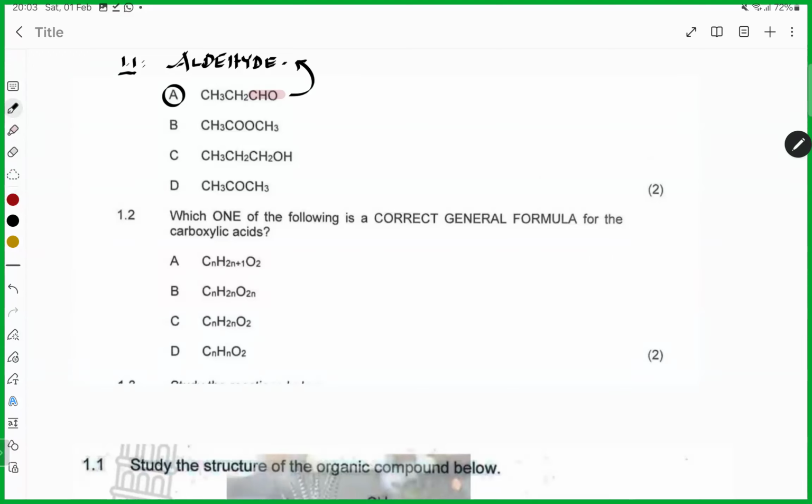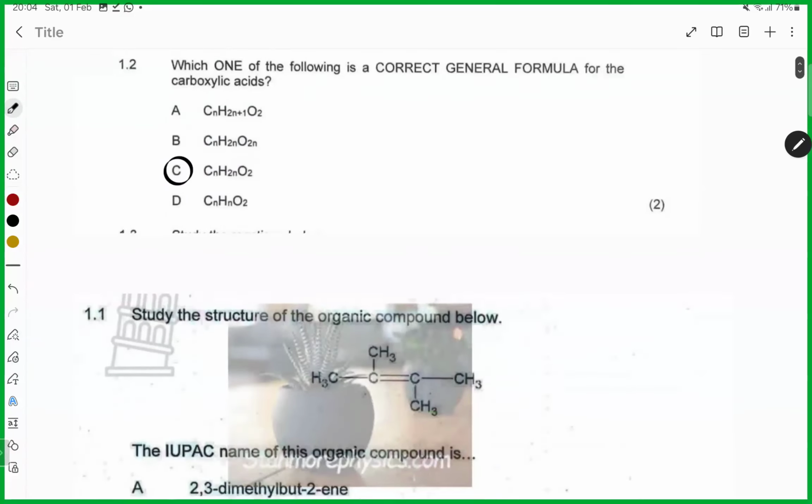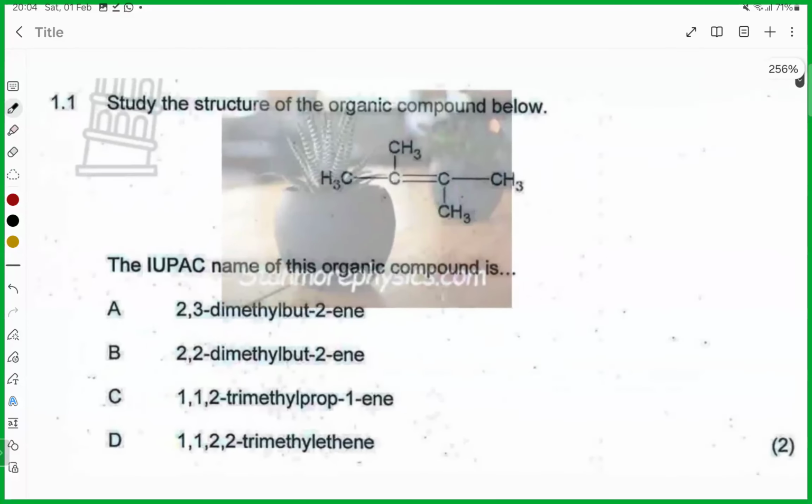Which one of the following is a correct general formula for a carboxylic acid? That's the last compound we dealt with. Anyone? General formula for the carboxylic acid? The answer is C, CnH2nO2. Alright, you guys are good at this.